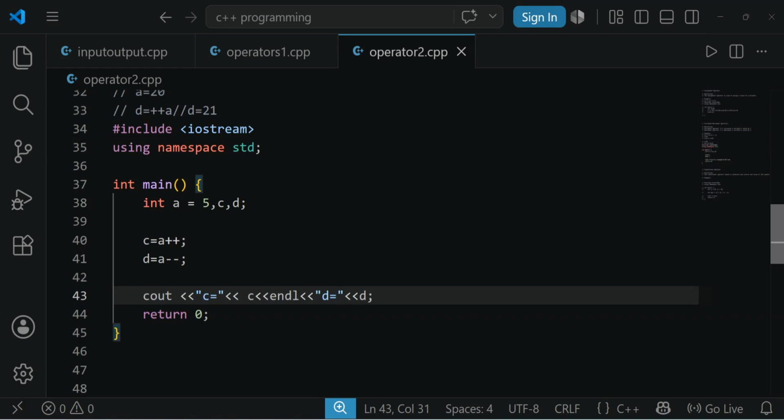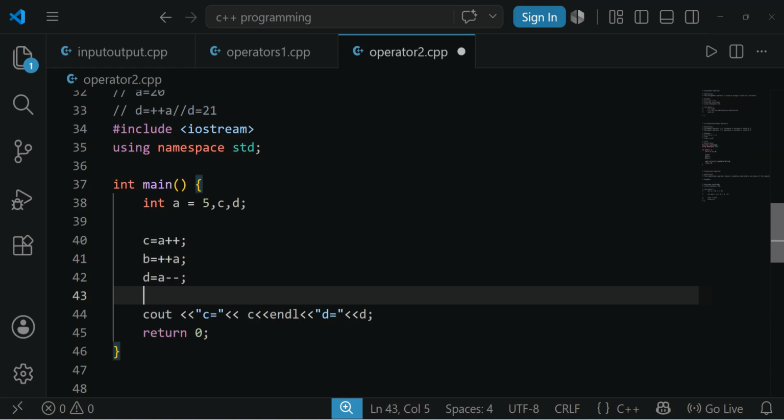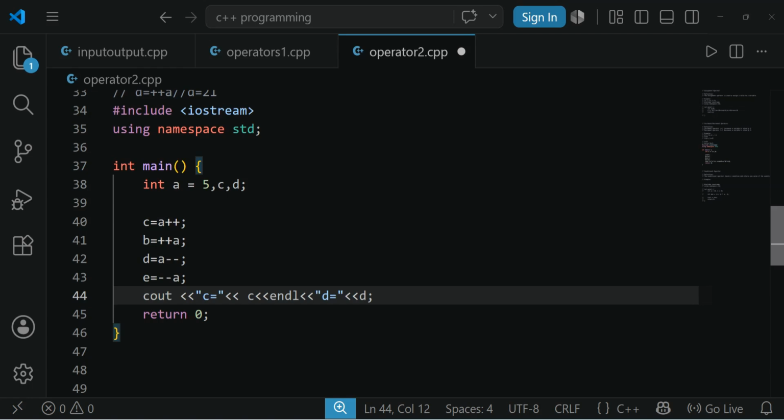Let me do another thing. Initially, we haven't done this. b is equal to ++m and e is equal to --m here. In all these operators, this operator is something, I don't say that it is difficult, but something confusing. You have to stay very conscious while doing this. When you understand it clearly, then there will be no problem. If you don't understand that particular thing, then it will be difficult for you.